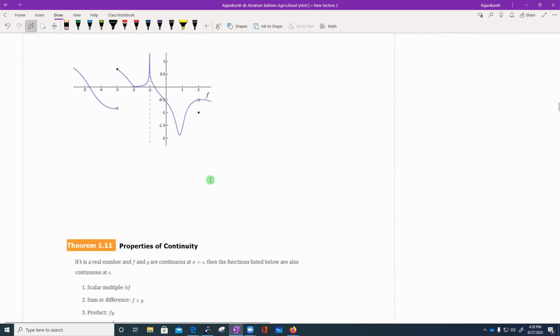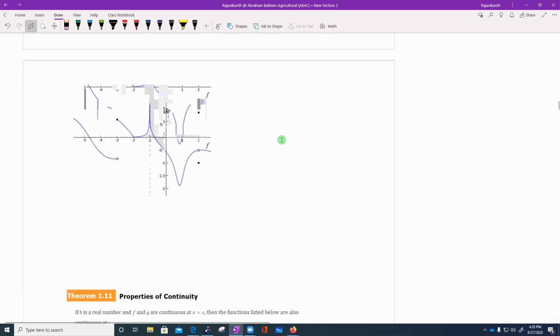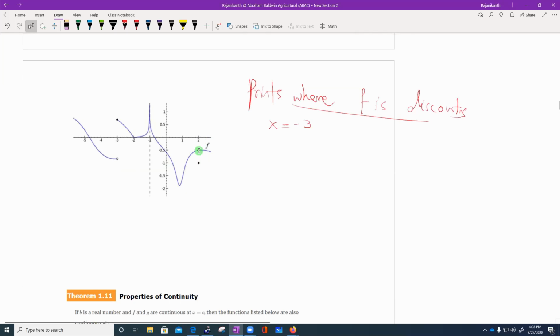Okay. Now look at this picture and discuss the discontinuity. What do you see here? What are the points given here? Could you identify the points where the function is discontinuous? -3. -3. Very good. That is one point. Is there anything else? +2. Very good. You see, there's a hole on the graph. Therefore, it is not continuous there. Very good.